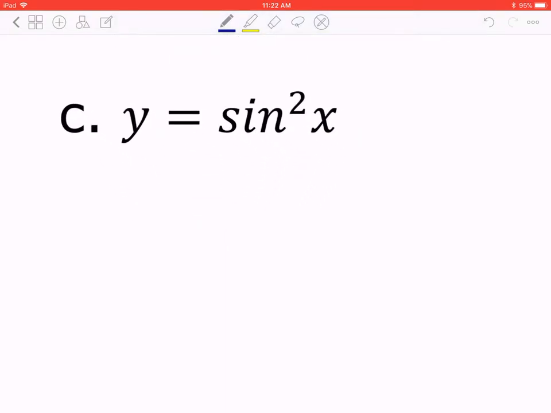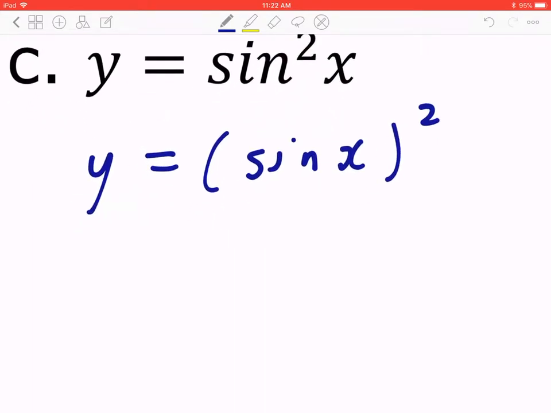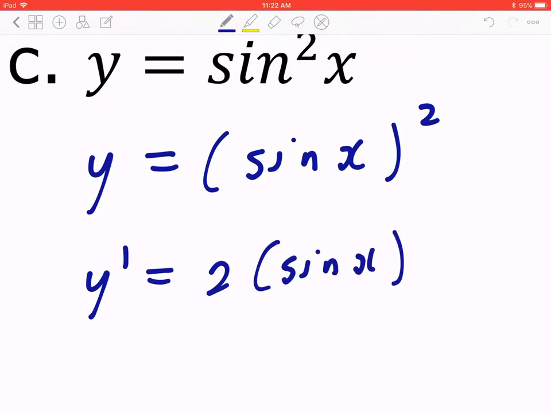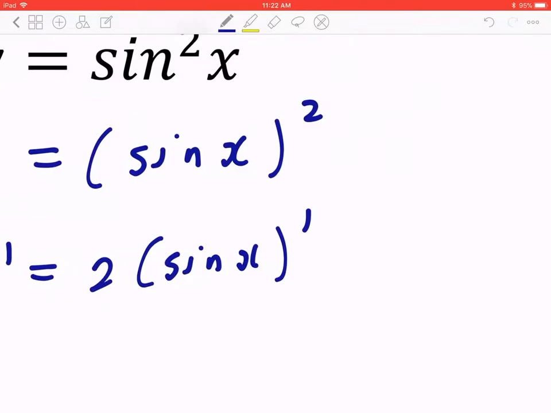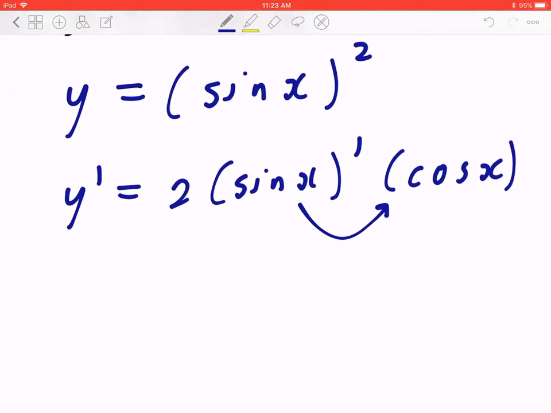Part C, y equals sine x to the power of 2, or sine x squared. And again, form the habit of writing everything in exponent form, just to see it a little bit better. This ideally would help you to think about the chain rule as well. So again, you bring the 2 to the front. You copy sine x to the power of 2 minus 1, which is 1. Don't forget to multiply by the internal derivative. And when you differentiate sine x, it's going to be cosine x.